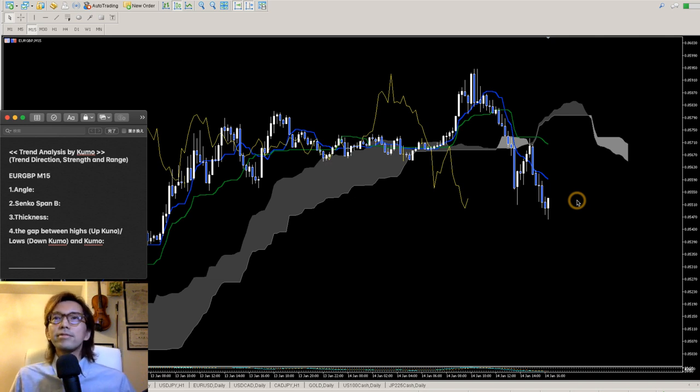All right. This is the 15-minute chart of Euro Pound. And how is the Kumo, right? How is the Kumo doing? What's the angle? And also what's the Senkou Span B? How is the thickness of the Kumo itself?